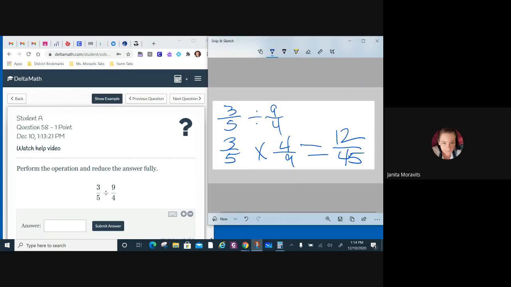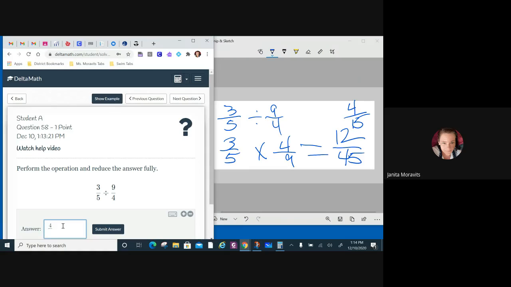All right. Now, we have an answer right there, and I will tell you that this one can be reduced because the number 3 will go into both of these. 3 will go into 12 4 times, and 3 will go into 45 15 times. Now, once we get it there, we're not going to be able to get it any smaller. So remember to reduce your answers.